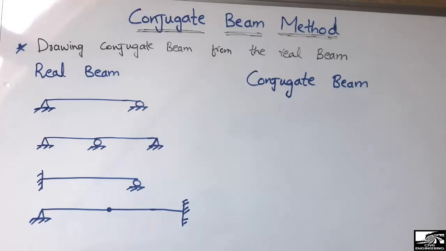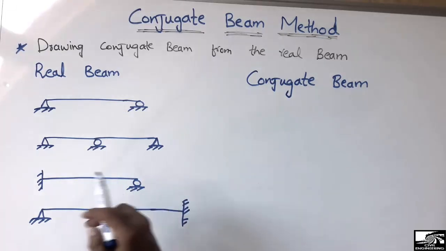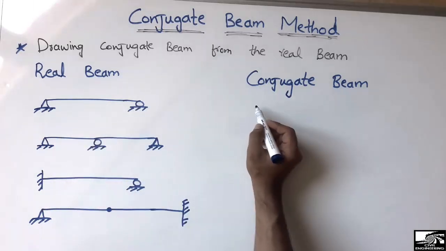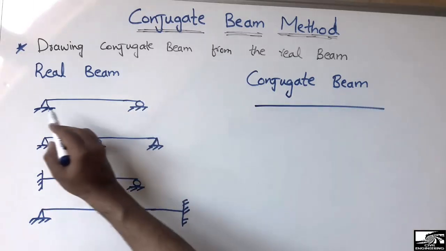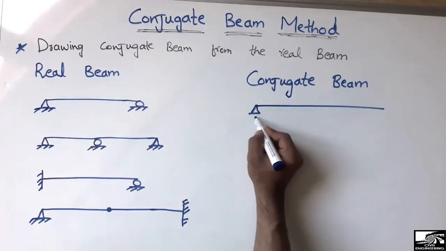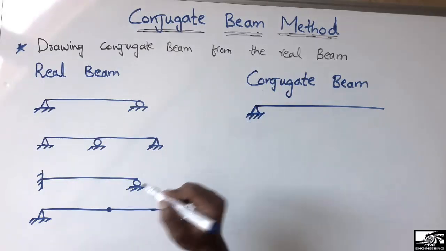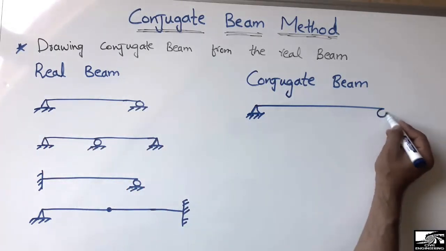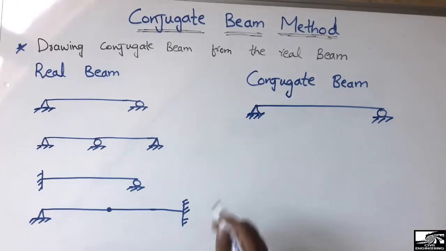So as I show you how we draw the conjugate beam from the real beams, these are some of the examples which I want to clarify in more detail. So this is a simply supported beam, a hinge and a roller support. To draw its conjugate beam, the hinge support at the end of the beam is replaced with the same hinge support, as I showed you previously. The roller support is similarly replaced by the roller support. So there is no change in the real and the conjugate beam.